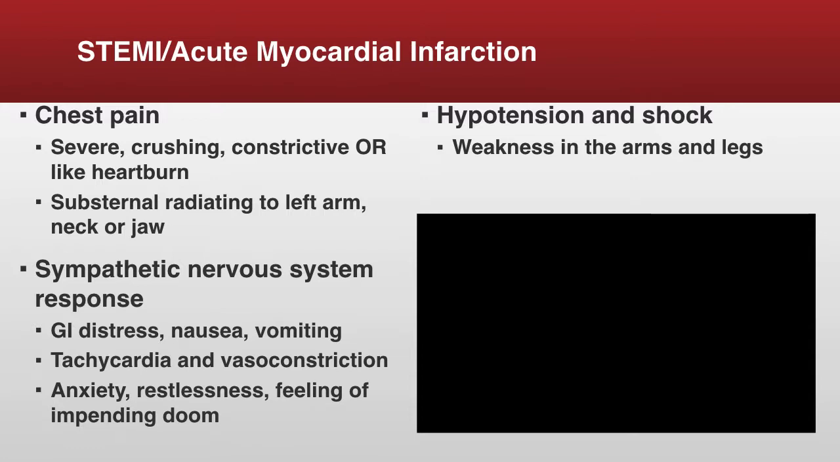The symptoms of a STEMI or acute myocardial infarction is chest pain, severe crushing, constriction, or in some cases it may be like really bad heartburn. Often there is substernal pain that radiates to the left arm, the neck, or the jaw. If you think about it, the sympathetic nervous system responses of GI distress, nausea, vomiting, tachycardia, and vasoconstriction go right along with all of this, including anxiety, restlessness, and a feeling of impending doom.